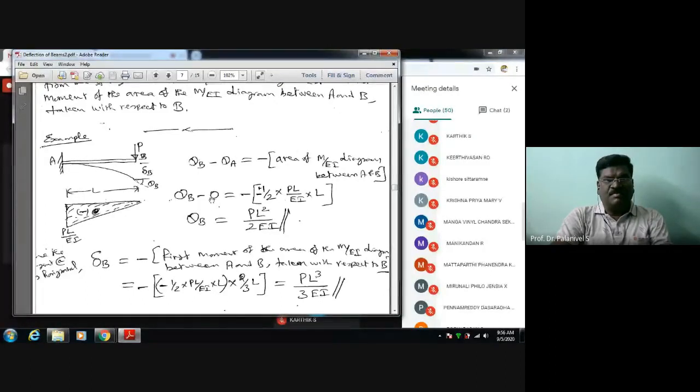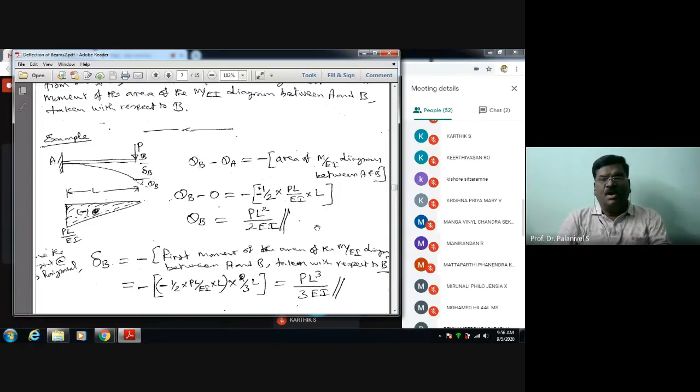That's why the relative angle of the tangent is written here, theta B minus theta A. Theta B I want to determine, minus theta A which is 0, is equal to the area of the M by EI diagram between A and B. I am applying the first moment of area theorem, so minus into this diagram. It's a negative bending moment. We are solving for bending moment, that's why negative. So minus the area of this triangle, half into PL by EI into L, which is nothing but the area of the M by EI diagram between A and B. So I have written here, which is PL square by 2EI.